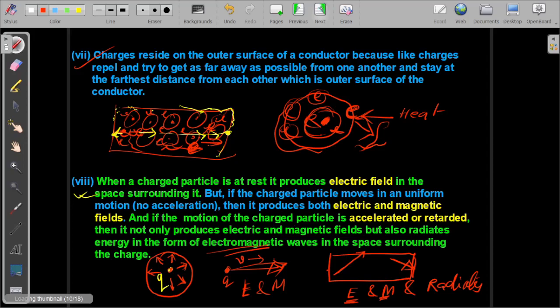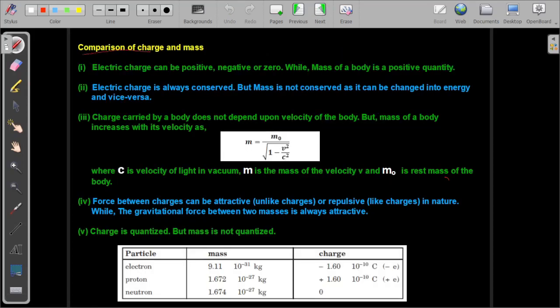Come to the next topic, that is comparison of charge and mass. Electric charge can be positive, negative, or zero, while mass of a body is a positive quantity. That means charge can be positive also, negative also, or the total charge will sometimes be zero. But mass of a body is always a positive quantity. It can't have negative value. Understood?